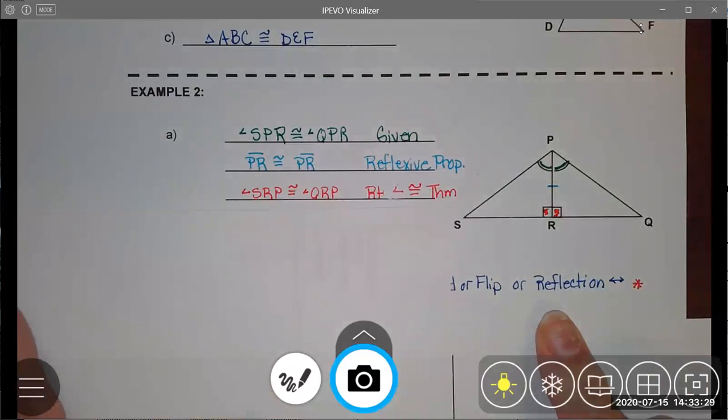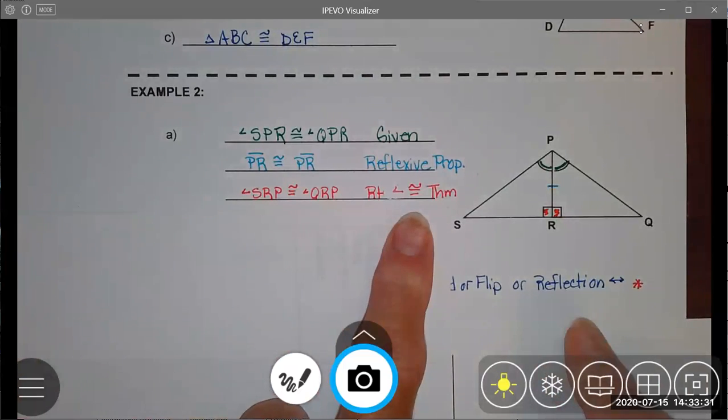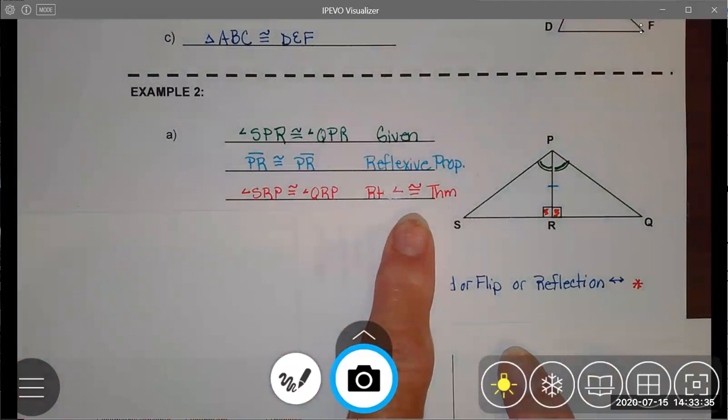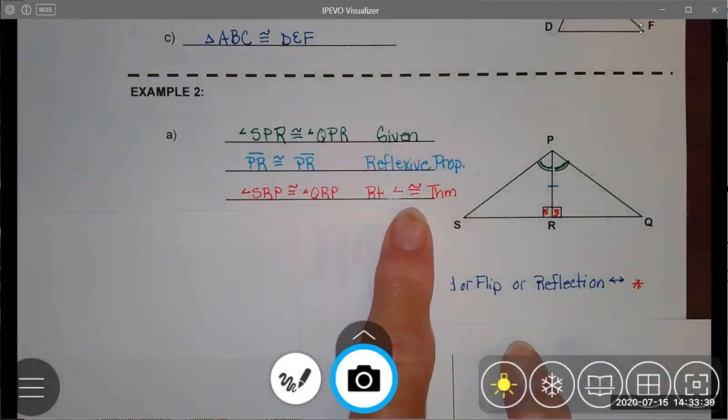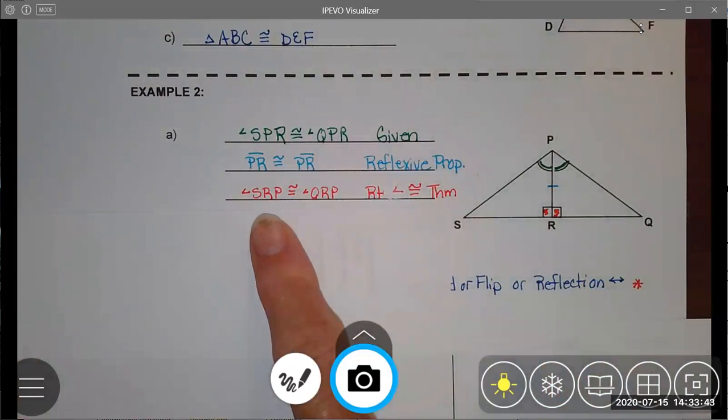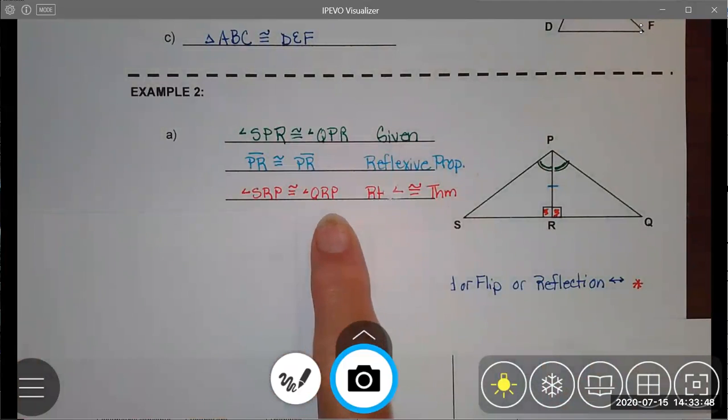And then lastly, I know by the right angle congruency theorem, which we haven't technically covered yet, but we will in the next lesson. It is soon. We will cover the right angle congruency theorem, and it says that all right angles are congruent. So I was able to say that SRP is congruent to QRP.